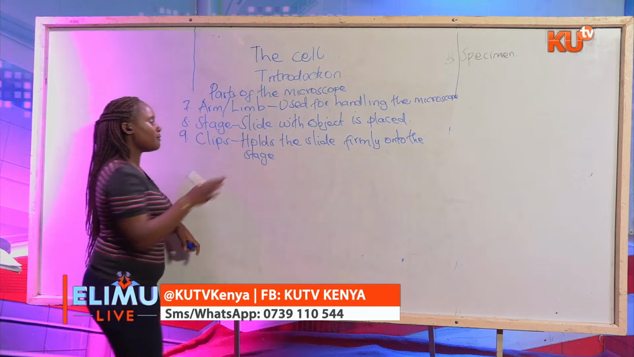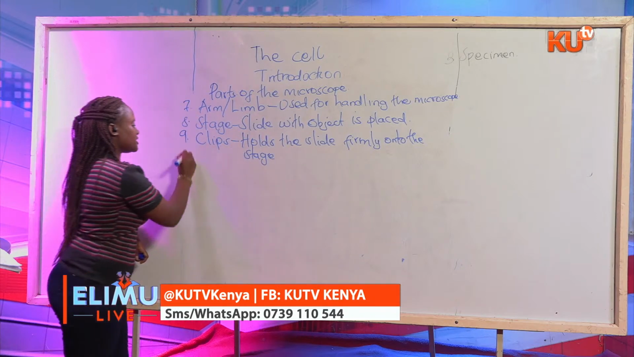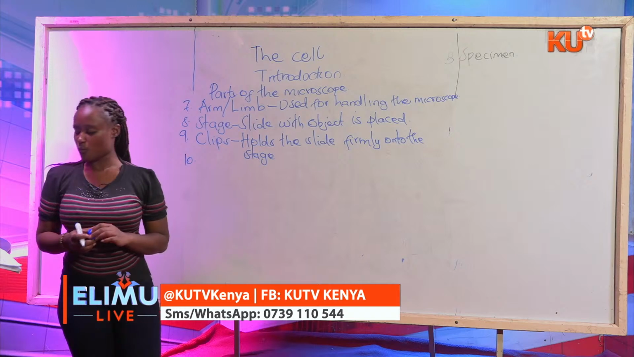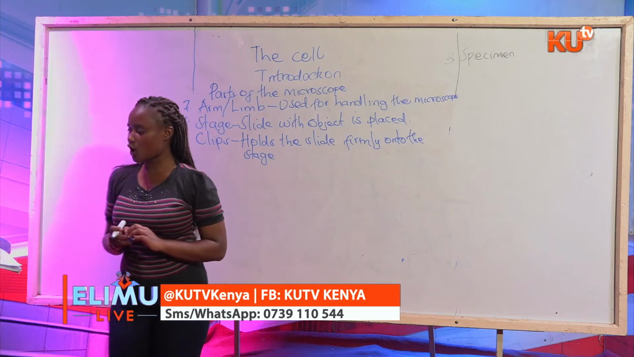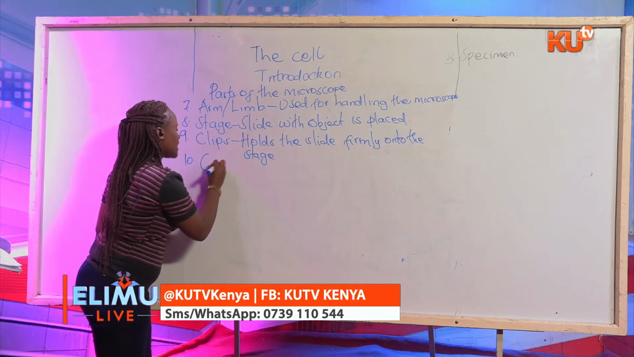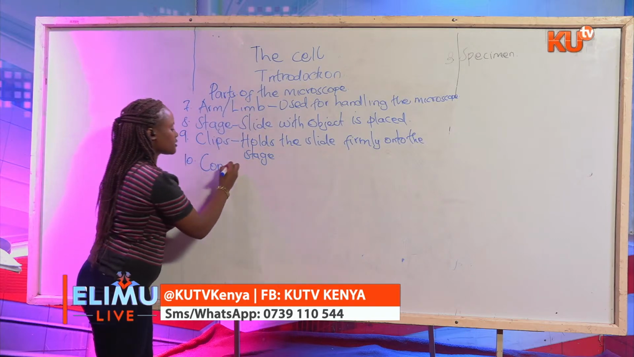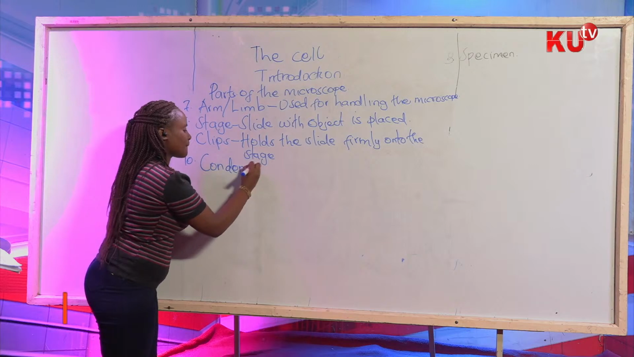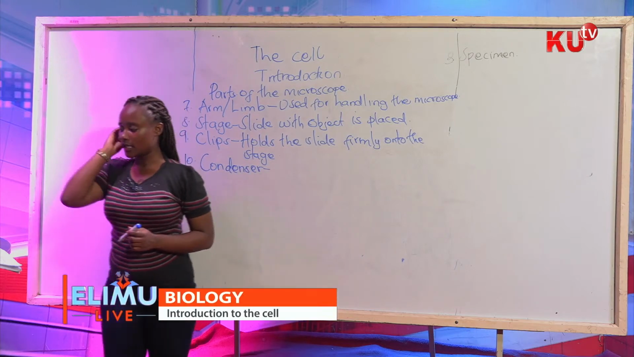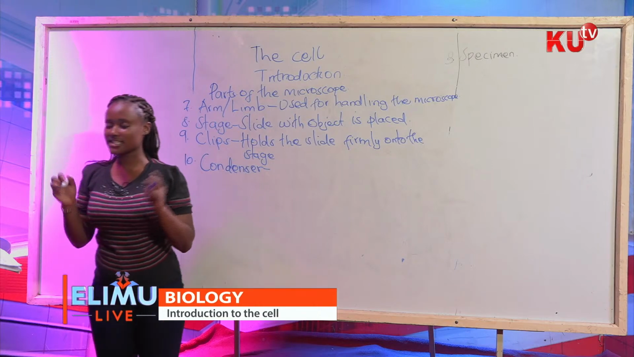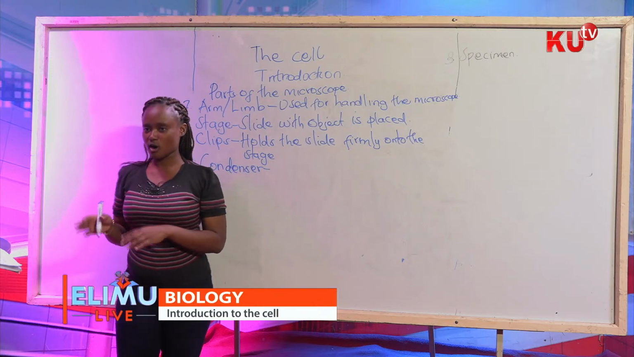Hold the slide firmly onto the stage. Now we have the 10th one, that is the condenser. It is one of the parts of the microscope. So what is a condenser and its function? The condenser concentrates light onto the object.